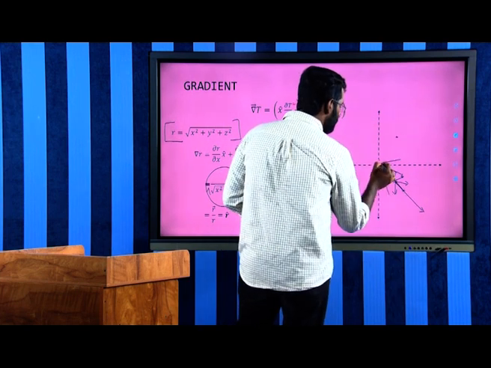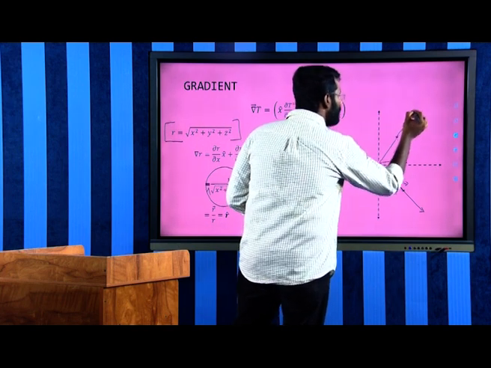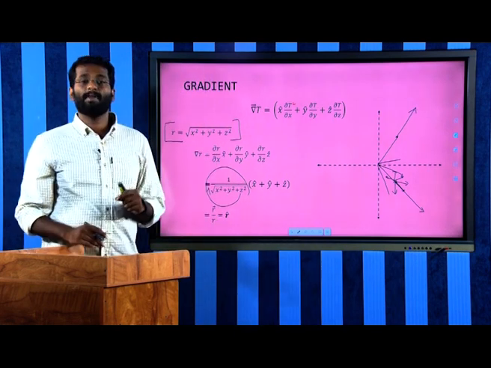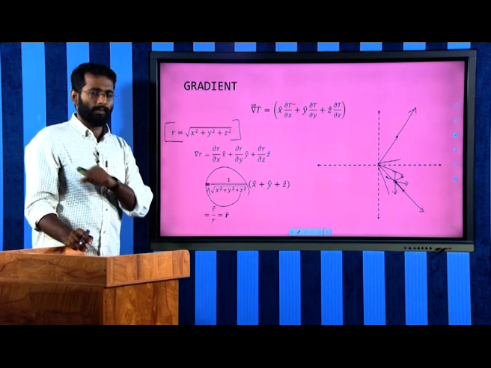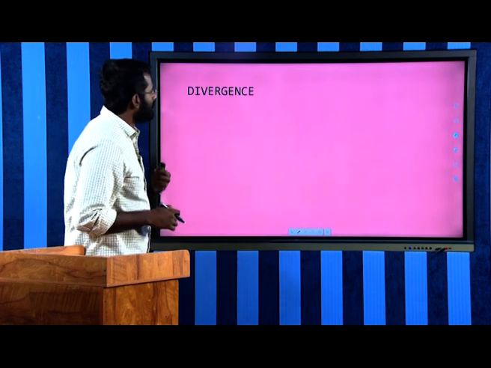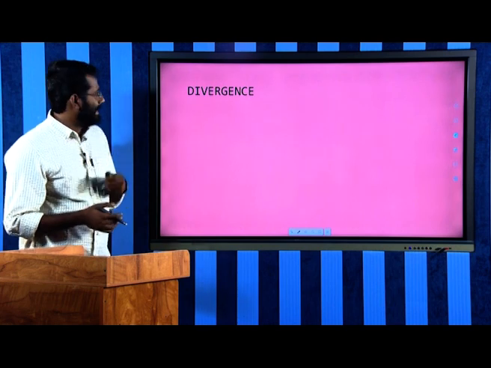Or when you stand here, to have a maximum change, you have to move along the direction of that position vector, that is given by this answer, and that maximum change will be 1, the unit of 1, because its magnitude is 1. That is what is given by gradient. Now, let us go to the next thing, that is called divergence. Okay, now let us talk about divergence.